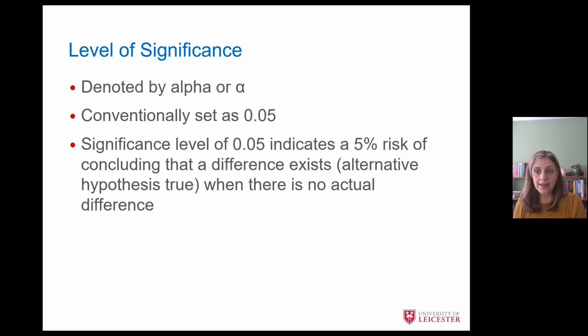Because you're taking a random sample from your population, there's always a chance that you're either going to conclude that there's a significant difference when in fact there isn't one, or you might miss a significant difference when in fact there is one. And this is because you're not looking at the whole population. So you're only making a best guess at what you think is happening, which means you could make a mistake.